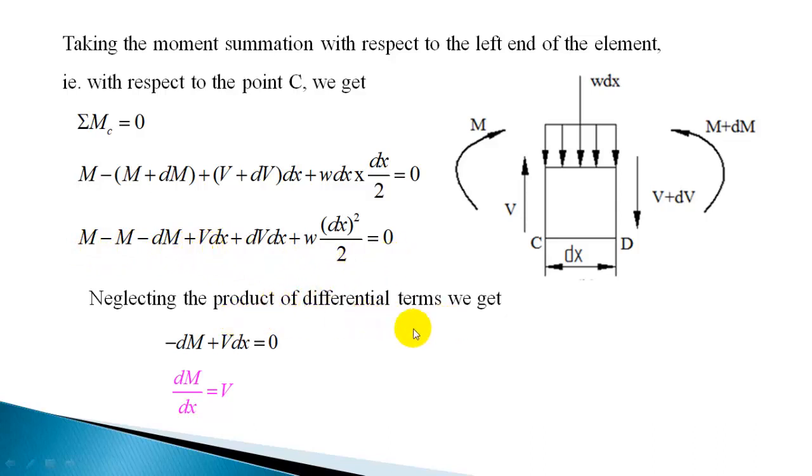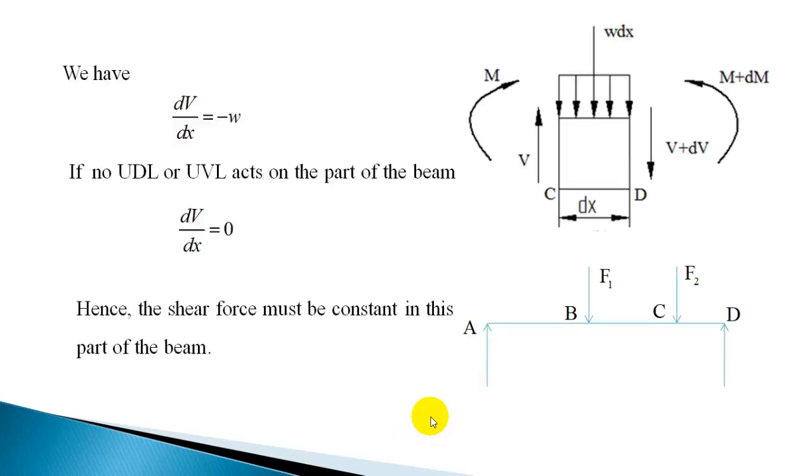So neglecting the product of differential terms, you get minus dm plus v dx is equal to 0. Or rearranging, you get dm by dx is equal to v. So that means the rate of change of bending moment with respect to distance is equal to shear force. So this is a relationship between bending moment and shear force. So we got the relationship between shear force and rate of loading, and bending moment and shear force. This relationship can be used while drawing the shear force and bending moment diagram.